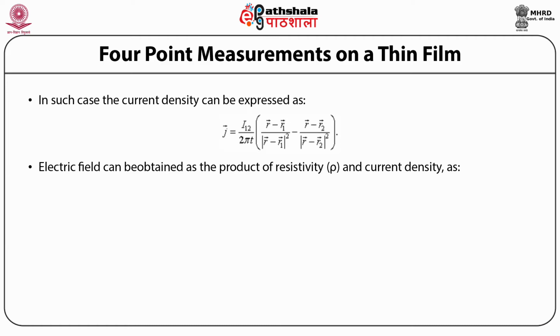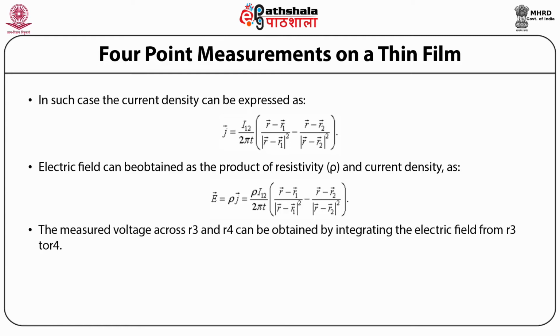Electric field can be obtained as the product of resistivity ρ and current density: E vector equals ρ times J vector, which equals ρ I12 divided by 2πt, times (R vector minus R1 vector) divided by mod of (R vector minus R1 vector) squared, minus (R vector minus R2 vector) divided by mod of (R vector minus R2 vector) squared.